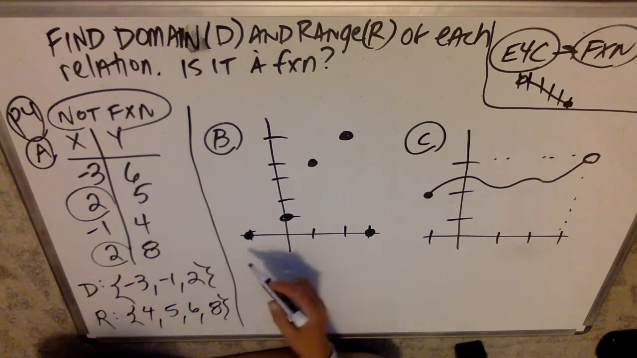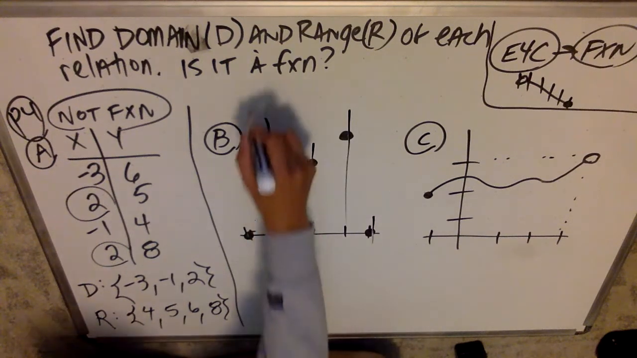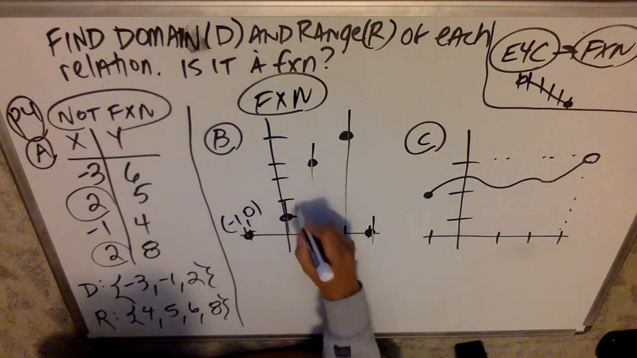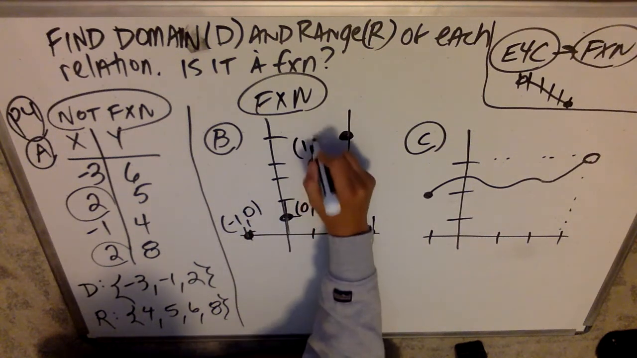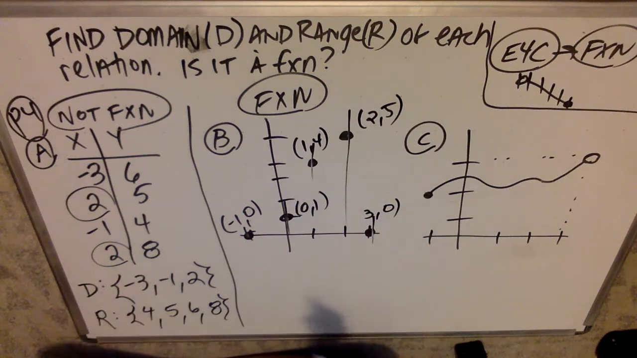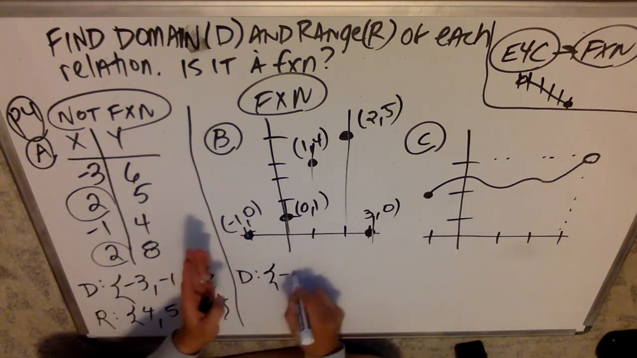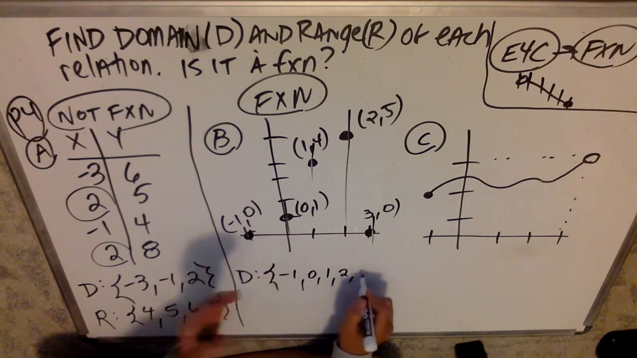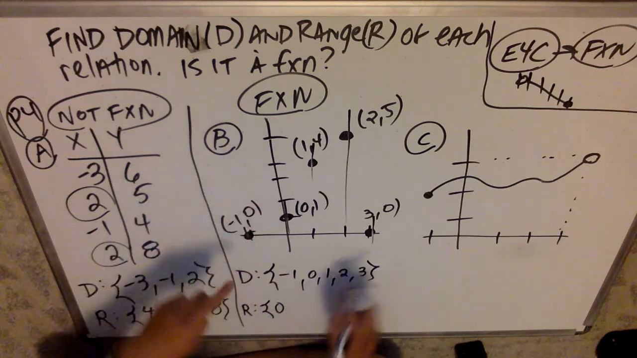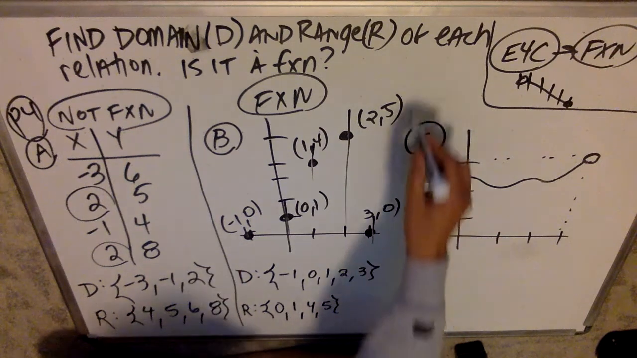For B, I look at this graph and I can see visually that it passes the vertical line test because none of these fall on the same vertical line, right? So this one is a function. It's helpful to list the point values. This is -1, 0. This is 0, 1. This is 1, 4. This is 2, 5. And this is 3, 0, right? So when I go ahead and do my domain, the easiest way to get the x's in ascending order is to start left to right. So -1, 0, 1, 2, 3. My range, if I start at the bottom and work my way up, is 0, which does happen twice, but I only write it once. 1, 4, and 5. Okay, so that one is a function.